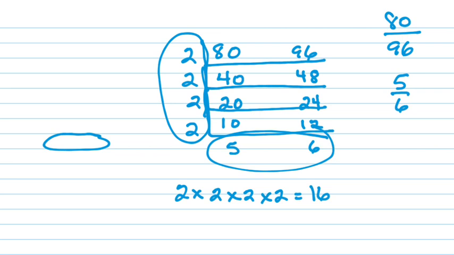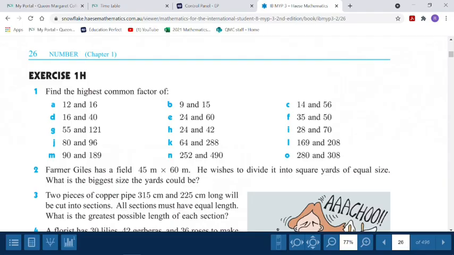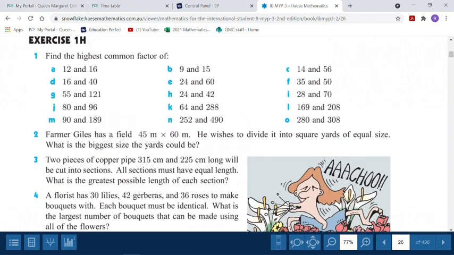Yeah? Cool. All right, let's try another one. They don't have any with 3. Oh, well. But they have some applications of them, so let's look at it. So look at number 2.